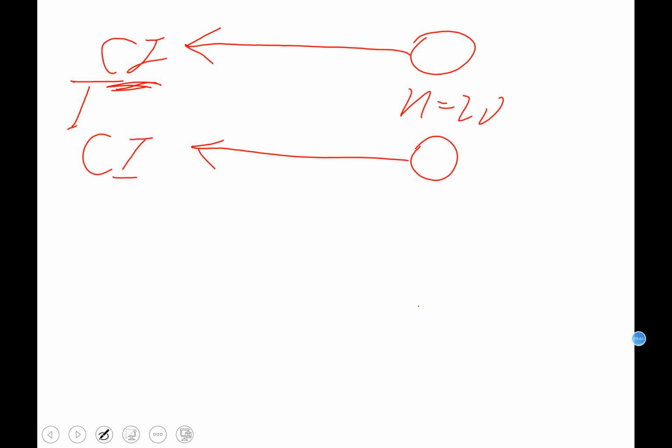So when we talk about the confidence interval, most often we call it the 1 minus alpha confidence interval. And here, the number 1 minus alpha, we call it the confidence level.